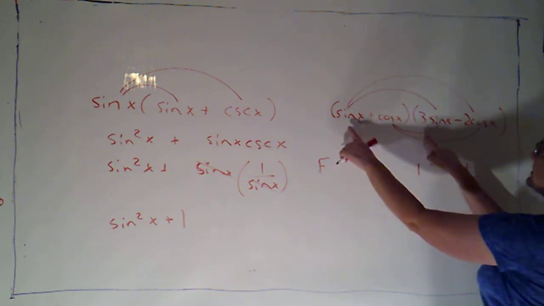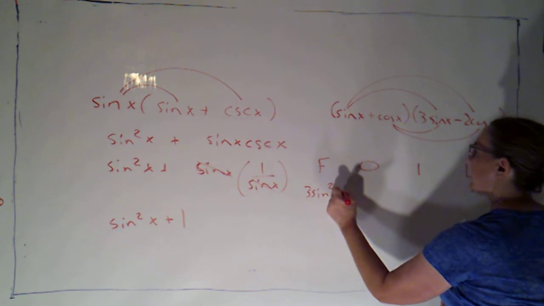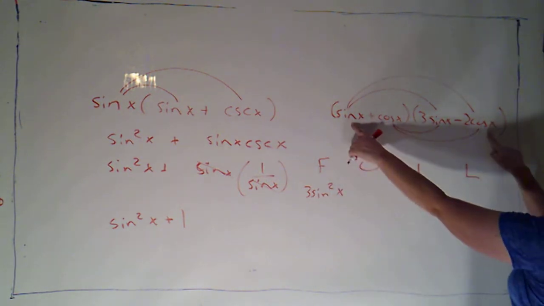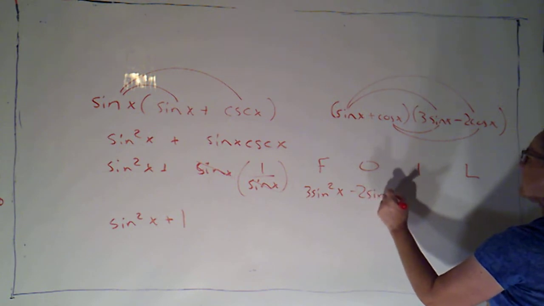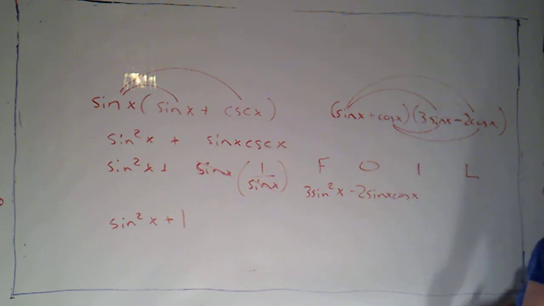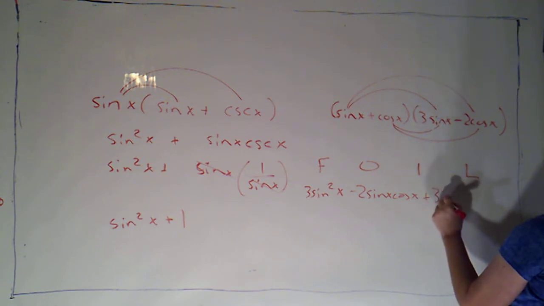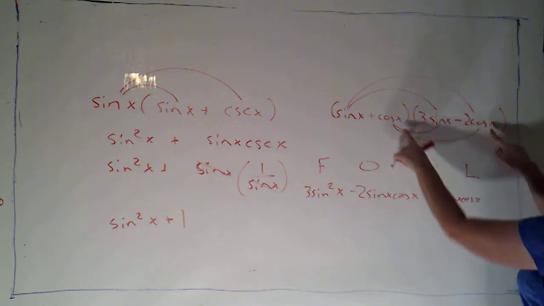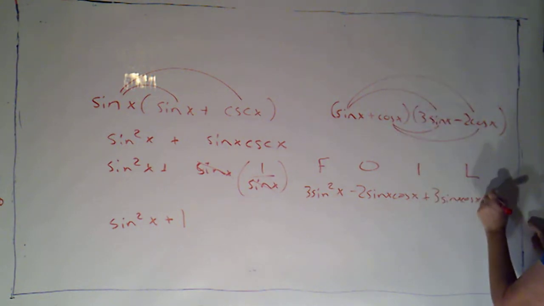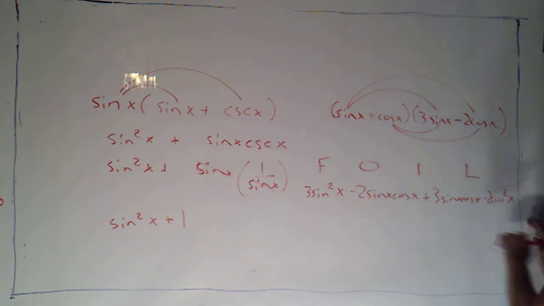FOIL. F is the first terms, so that's going to give me 3 copies of sine squared x. O is for the outsides, that's minus 2 copies of sine x cosine x. I is for the insides, that's plus 3 copies of sine x times cosine x. And L is for the lasts, and that's going to be minus 2 copies of cosine squared x. So these are the 4 terms that I get.